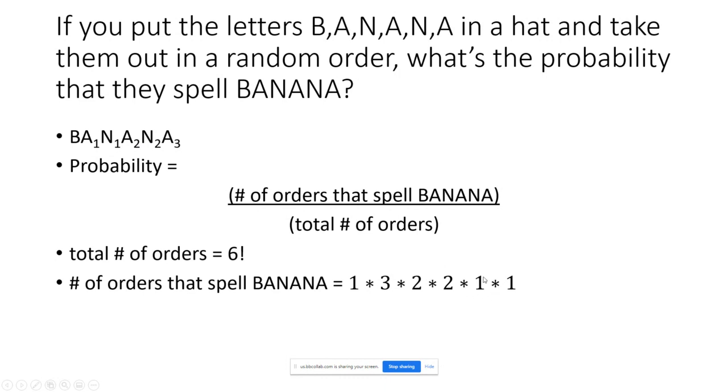And then for the fifth letter, that needs to be an N. There's only 1 N left in our bag. And for the last letter, that needs to be an A. There's only 1 A left in the bag. So the number of orders that spell banana is 3 times 2 times 2 times 1 times 1 times 1. So that's 12. So the probability then is 12 divided by 6 factorial. And that turns out to be 1/60th.